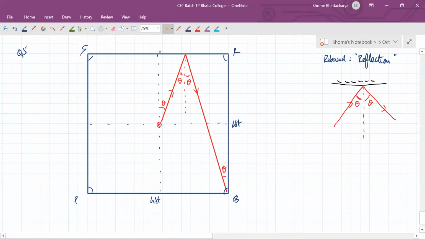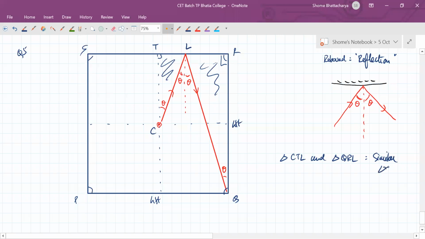Now if you label these additional points, let's say the midpoint of the side RS is T and the point where we are aiming is L. Now you look at this triangle and this triangle and you'll realize they are similar triangles. This is the center point C, let's say. So triangle CTL and triangle QRL are similar triangles, right angle triangles in fact.